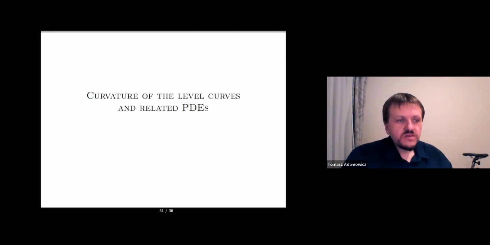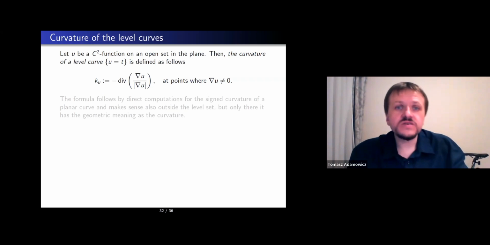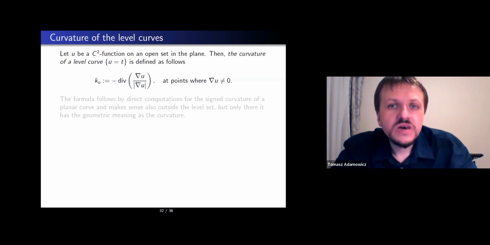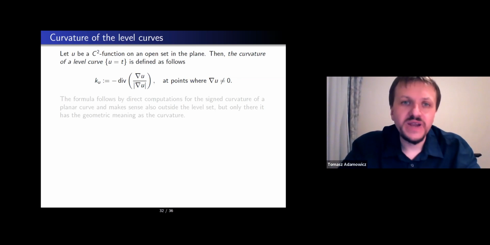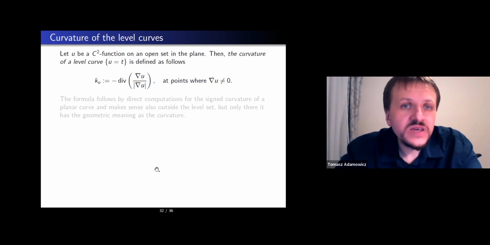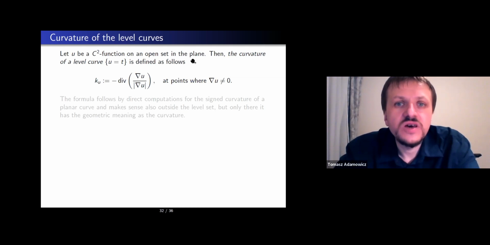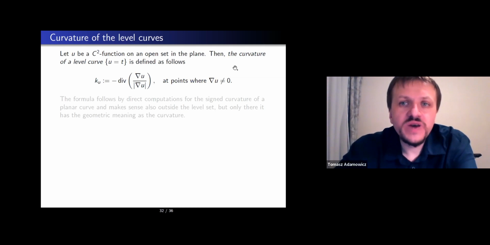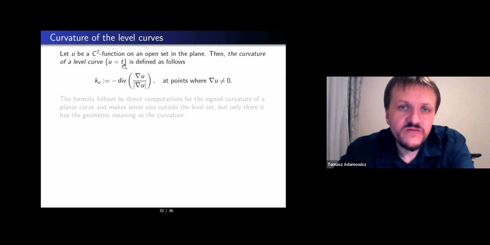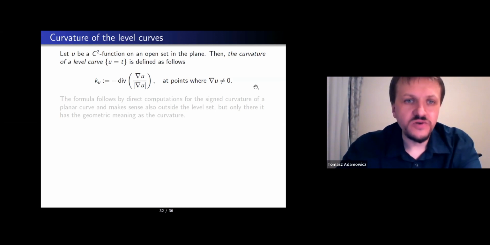isoperimetric inequalities, but we still remain in the topic of surfaces and level curves. We would like to discuss the notion of curvature for level curves on Riemannian surfaces. In order to do this, we first recall some notions from the planar setting, namely if u is a C2 function on an open set in the plane, then we may define the curvature of a level curve by the following expression, as long as the gradient is non-zero.